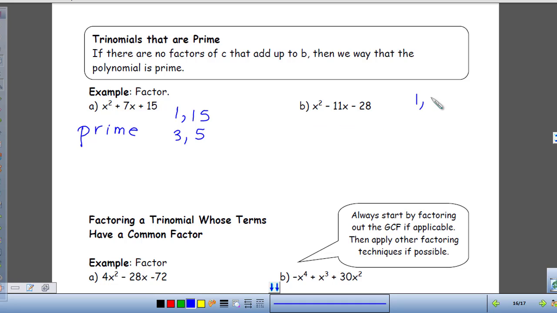Over here we've got x squared minus 11x minus 28. So we can look at 1 and 28, 2 and 14, 7 and 4. That's pretty much it. When we look at these, letting one be negative and one be positive, because of the negative 28, do any of them add up to negative 11x? No. So if we've checked carefully, then we say prime.